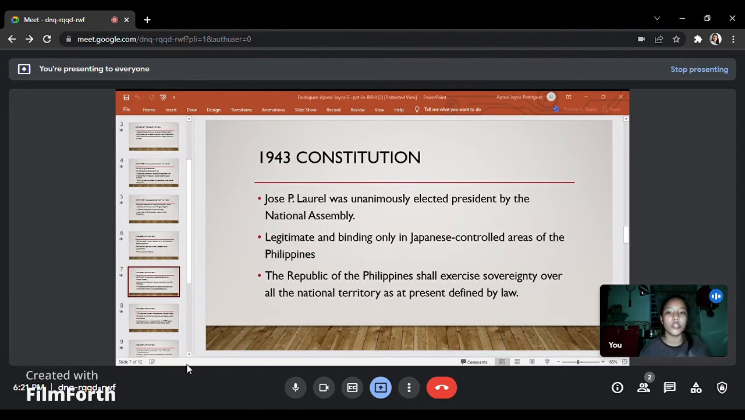1943 Constitution. Jose P. Laurel was unanimously elected President by the National Assembly. It was recognized as legitimate and binding only in Japanese-controlled areas of the Philippines but was ignored by the United States government and the Philippine Commonwealth government in exile. The Republic of the Philippines shall exercise sovereignty over all the national territory as at present defined by law.